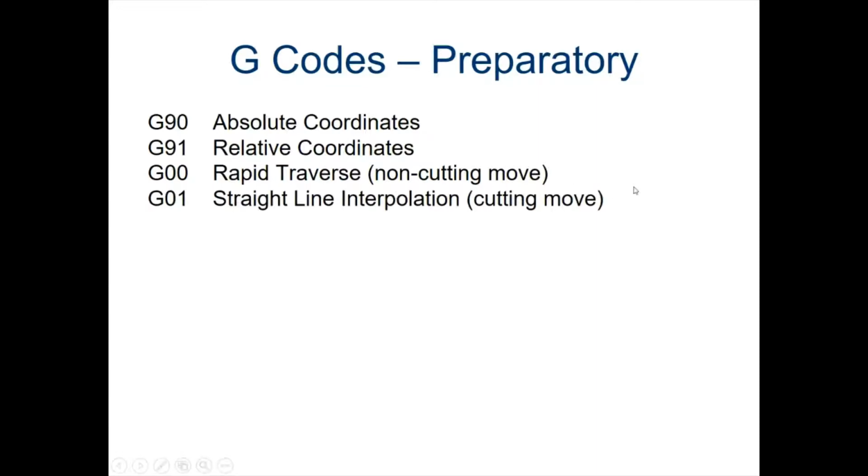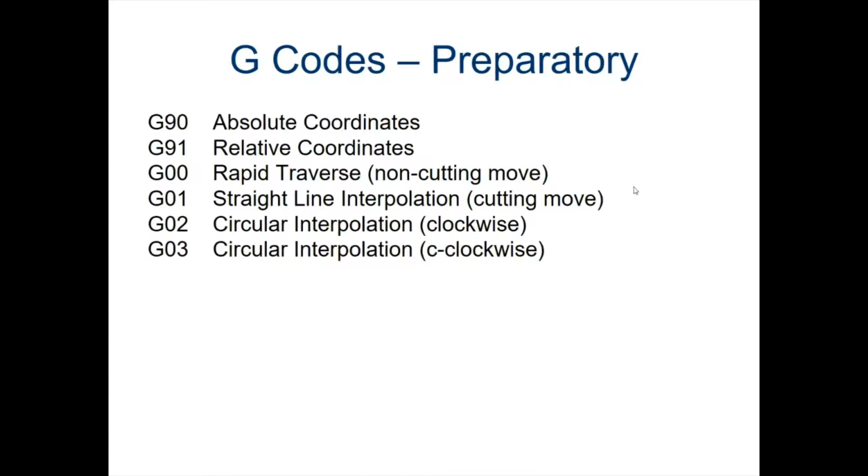Straight line interpolation, that is the one that you're actually going to use to cut. So with this one, we will have to set the feed rate. Otherwise, it will use whatever the last feed rate we had in there. We'll talk about that a little bit more later. But G01 is how you do a straight line cut. And then G02 and G03 are going to be arcs.